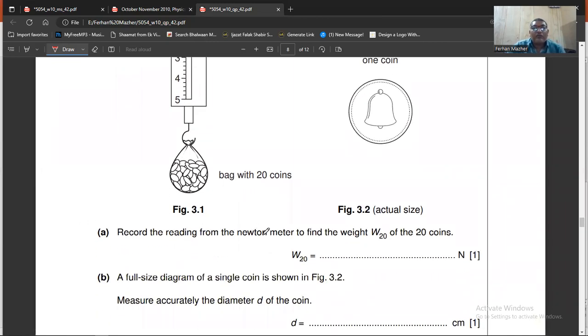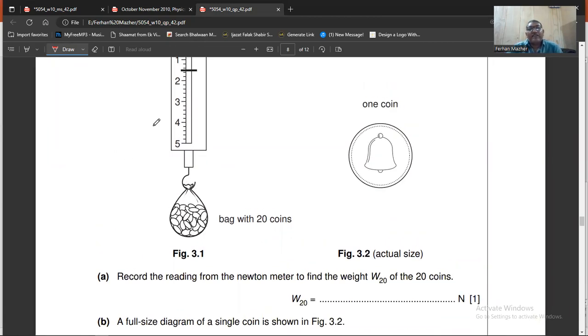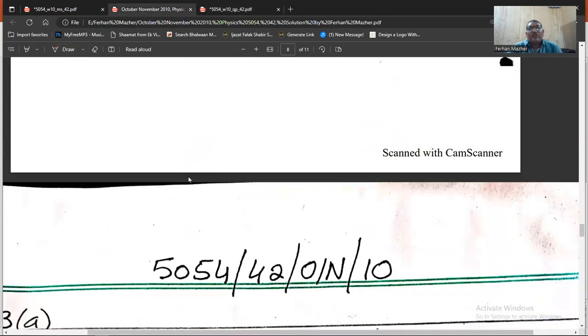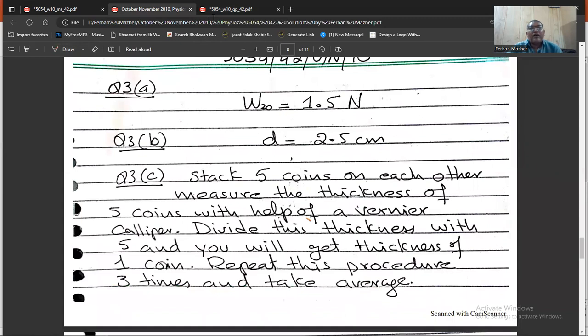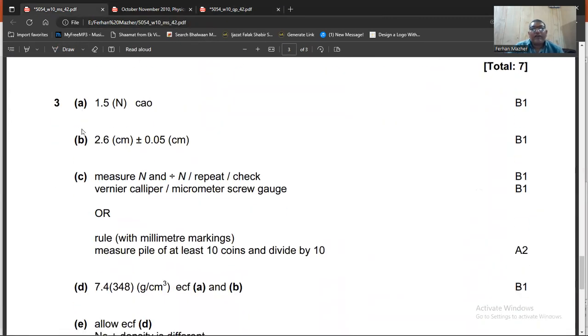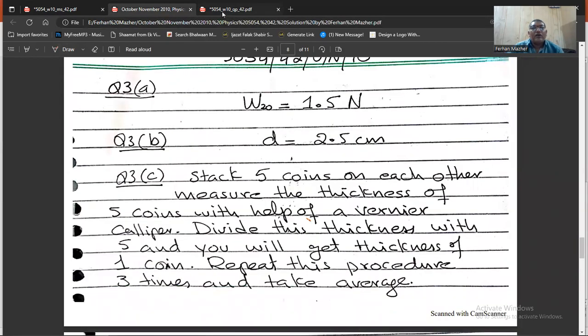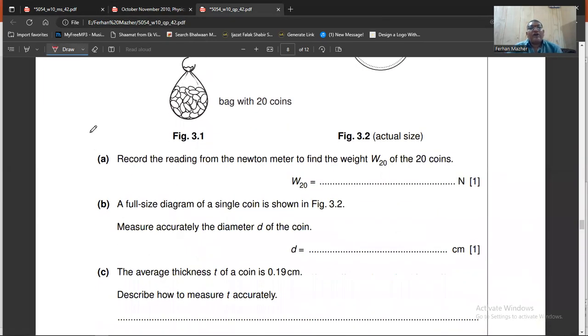Record the reading from the Newton meter to find the weight of the 20 coins. It is 1.5 Newton. So 1.5 Newton is the right answer. Okay, so then we have a full-size diagram of a single coin shown in figure 3.2.